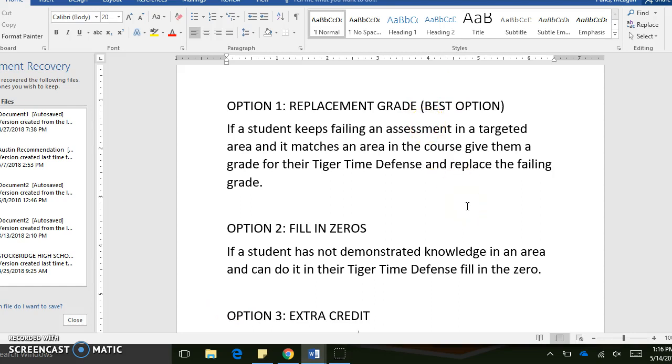This is probably the best option. If a student fails an assessment in a targeted area and it aligns to competencies that are in their Tiger Time course, you can give them a grade for their defense and put that grade in for their failing assessment. Option two would be just to fill in zeros. If a student hasn't demonstrated any knowledge in a specific area, they can do it with their Tiger Time defense and you can fill in that zero.